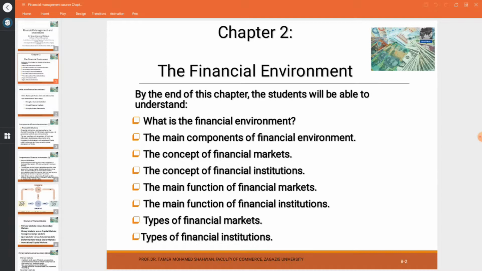By the end of this chapter, the student will be able to understand the following elements. Number one, what is financial environment? The main components of financial environment, the concept of financial markets, the concept of financial institutions, the main function of financial markets, the main function of financial institutions, different types of financial markets, and finally different types of financial institutions.